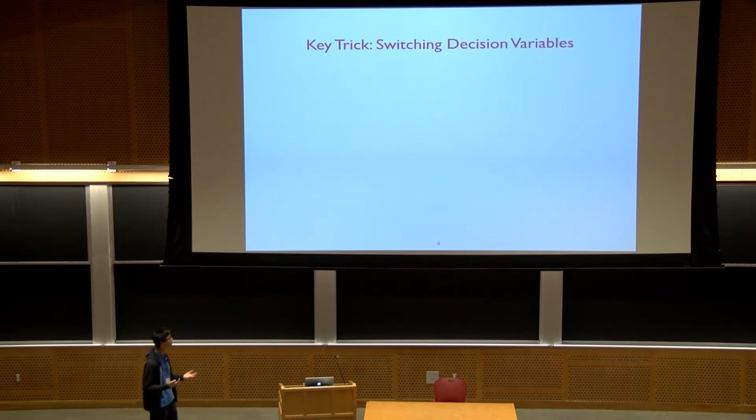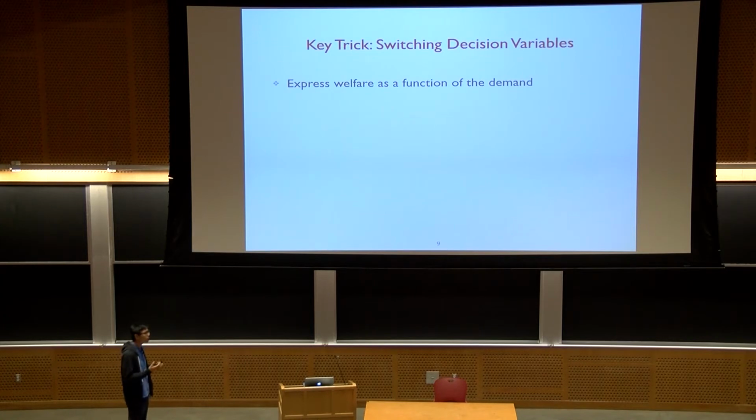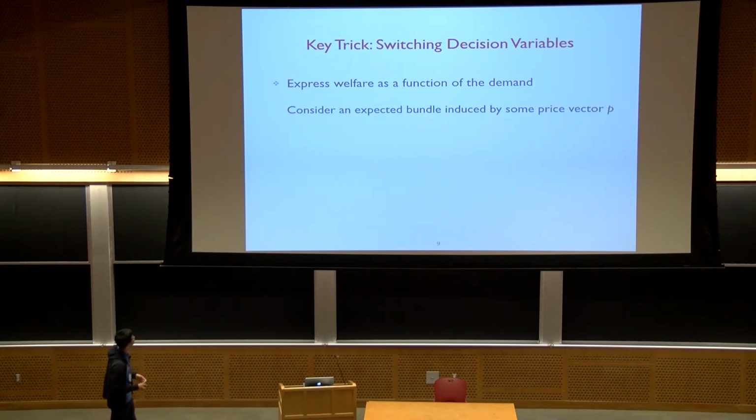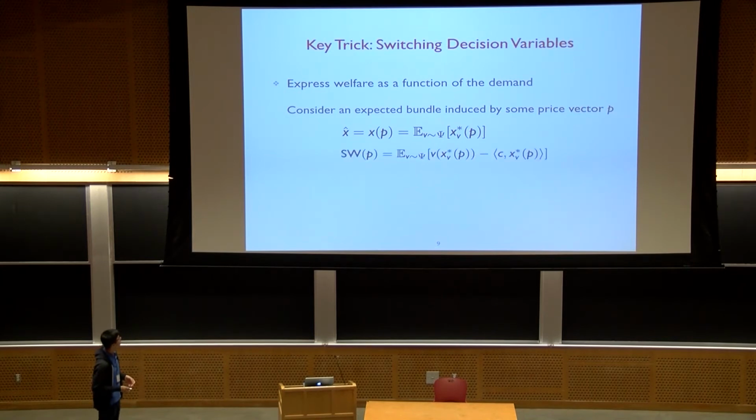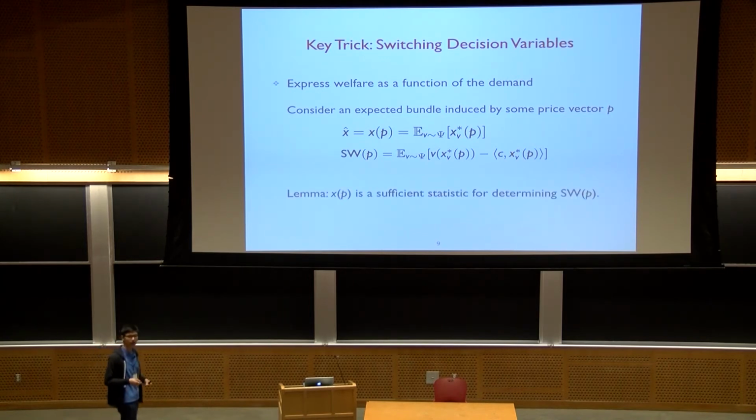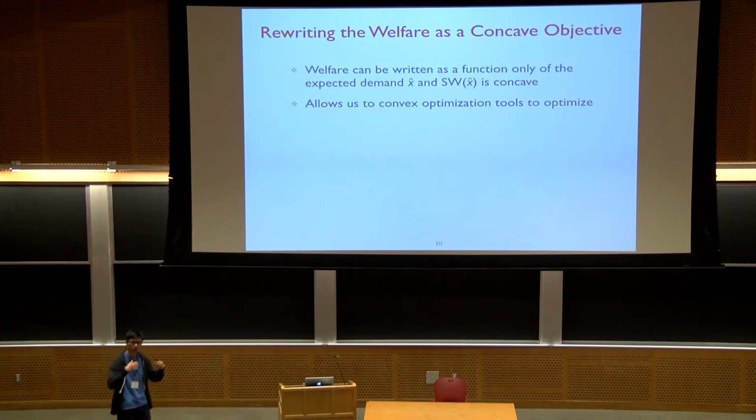We have a non-concave objective function in the prices, but another way to express the welfare is in terms of the demand by the buyers. In particular, consider the expected bundle induced by posting a price vector P. Let's call it X hat. This is another way to write the welfare function in terms of prices. What we can show is that the expected bundle is a sufficient statistic for determining the welfare induced by prices P. In other words, we can express the welfare just as a function of the expected bundle, which turns out to be a concave function we can efficiently optimize.